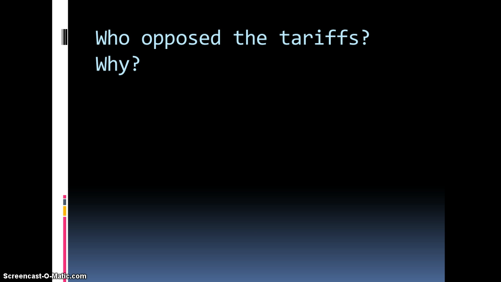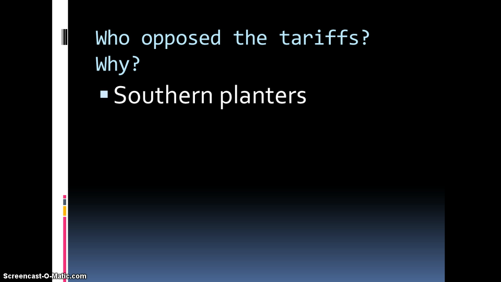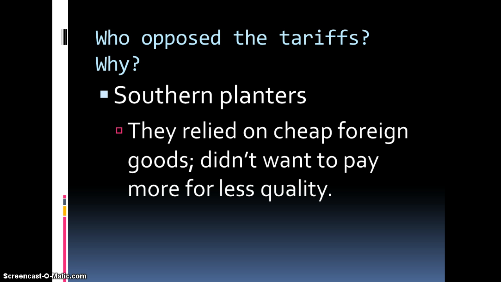Who opposed the tariffs and why? So if the northern manufacturers wanted to put the tariffs on so that foreign goods cost more and were less likely to be brought into the United States, well, who didn't like that idea? Southern planters. Here's why. They relied on cheap foreign goods. They didn't want to pay more for less quality.